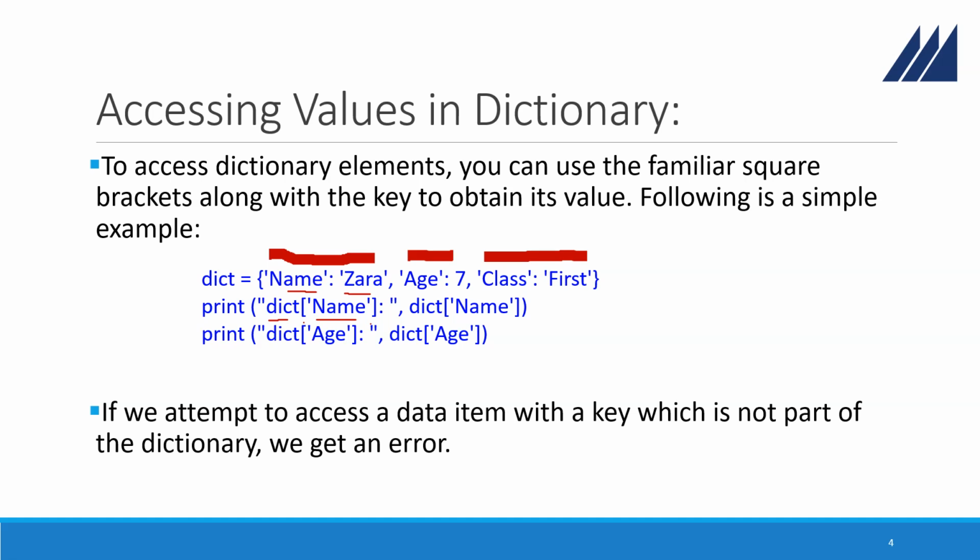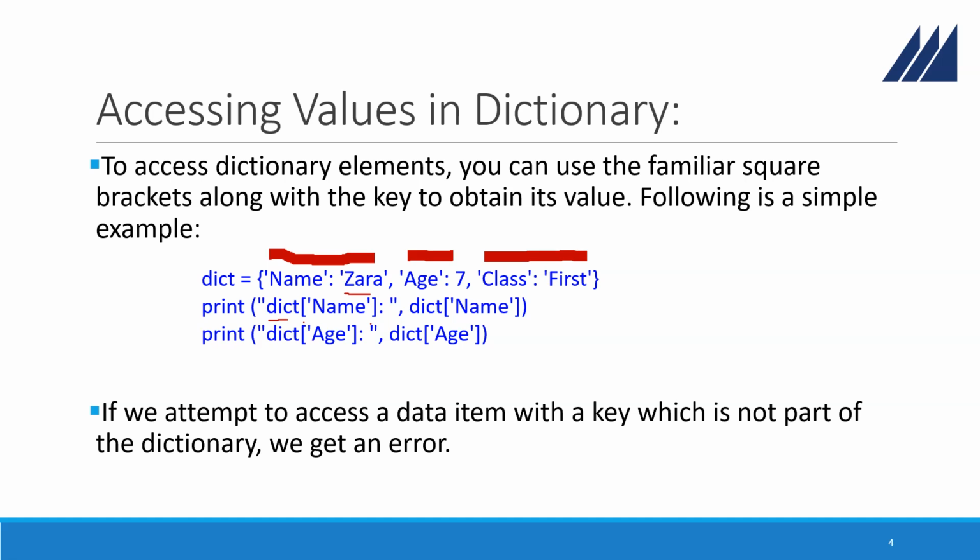But pay attention over here. Look at the name. Name as a key is actually a string. So when I use it inside the square brackets, you want to make sure that you have quotation marks as a string. If you do not use the quotation marks, it's going to give you an error.